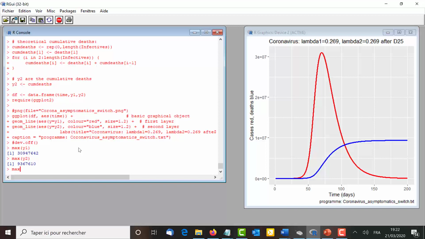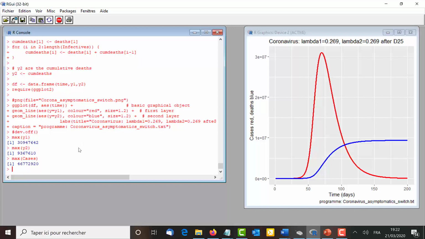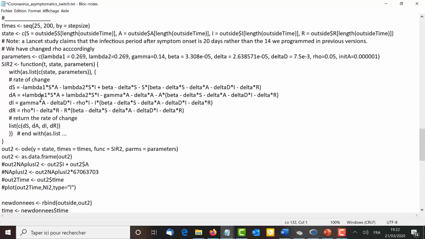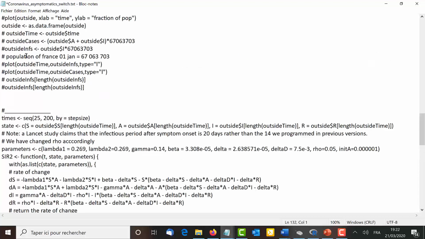So I can look at my maximum number of cases, and this is in the program. And the maximum number of cases is actually 46.7 million cases. So I have 30 million infectives, but another 16 million asymptomatic cases. So the important thing is I can't get rid of the disease until I get rid of the asymptomatic cases. So let's go back one more time to our program and see what kinds of runs I've made with the program. I left the first part the same.